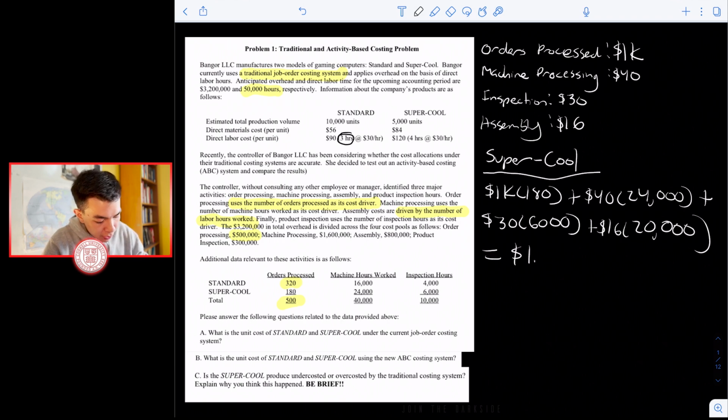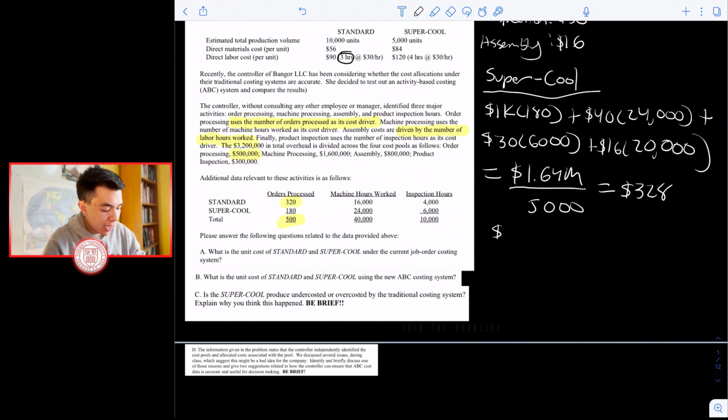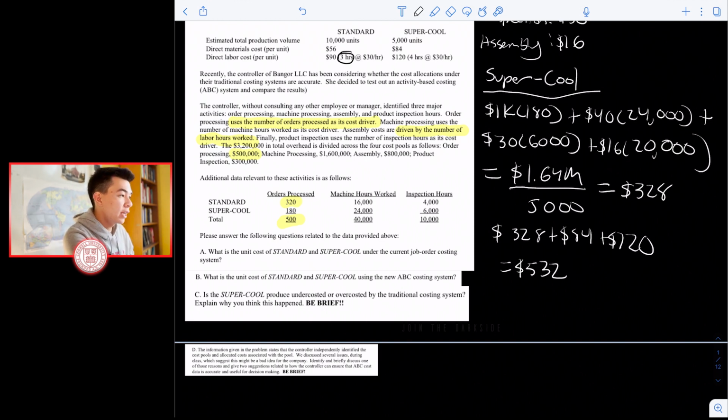I get 1.64 million. And now finally, remember this is total overhead for Super Cool, so we got to divide it by their units. So Super Cool, we have 5,000 units. And by dividing it, we get the overhead per unit, and we get 328. And finally, what we gotta do is add in our direct material and direct labor costs, 84 plus 120. So I'm gonna add those up, 84 plus 120, and I get 532. And let's just check the answer key, and that is right.